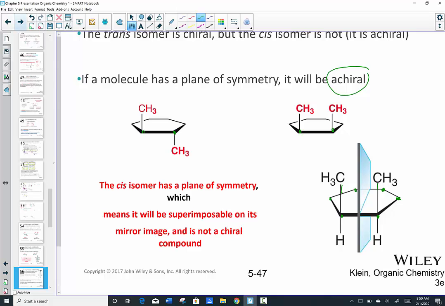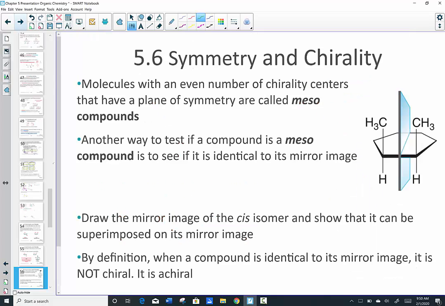So when we have more than one chiral center, we have to examine if there is indeed a plane of symmetry making that compound achiral. These molecules with an even number of chiral centers, just like we examined an even number as 2, that have planes of symmetry are called meso compounds.